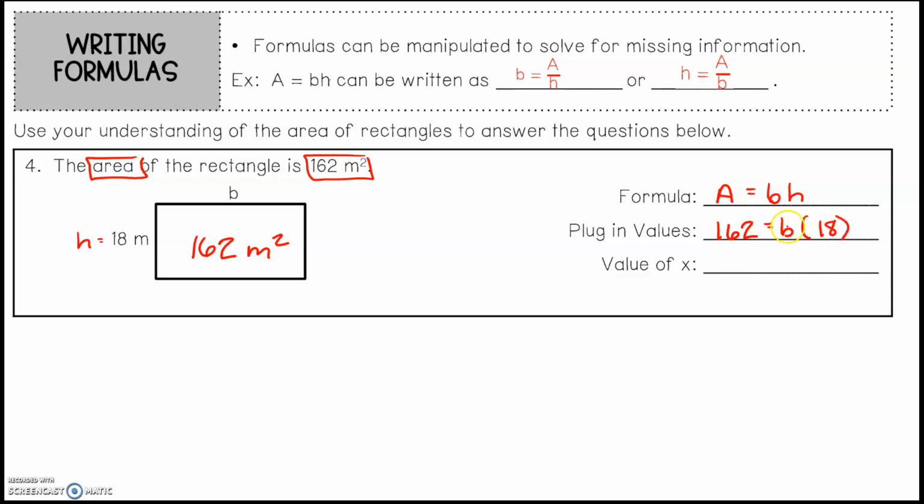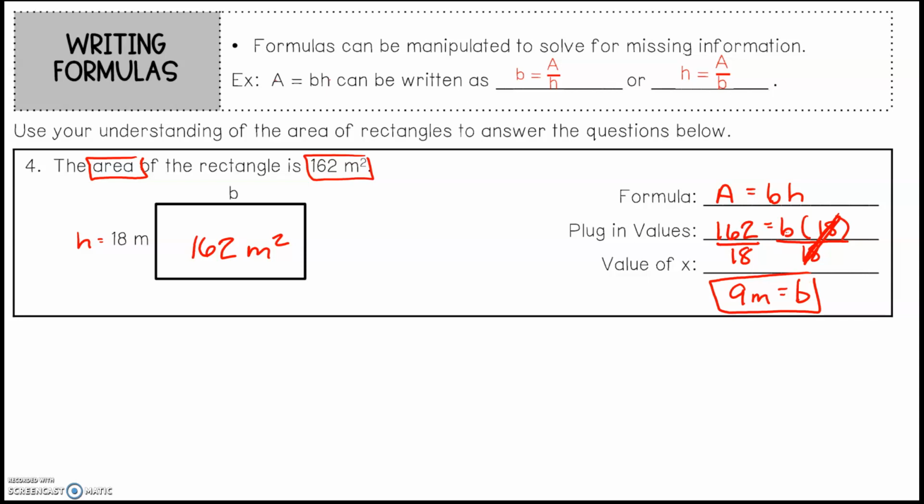If I want to solve for b, these 2 numbers, since they're sitting next to each other without us being told whether they're being added, subtracted, multiplied, or divided, we know that they're being multiplied. So to undo multiplying b by 18, we're going to divide by 18 on both sides. That makes the h go to 1 on this side, and we're left with 1b here. And then 162 divided by 18 is going to give us 9 meters. So we know that the base is 9 meters.